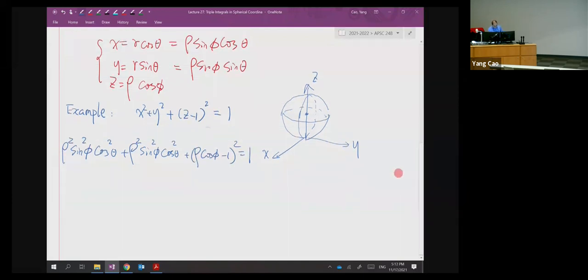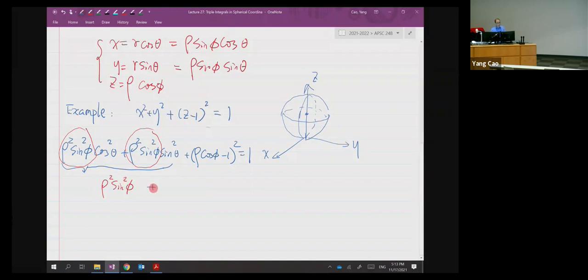And then let's look at the first two terms. Sorry, did I write it wrong here? This is sine, this is sine here. So the first two terms have a common factor, rho squared sine squared phi. You take out the common factor, and you're left with cosine squared theta plus sine squared theta, which is 1. So these two terms will be simplified to rho squared sine squared phi.